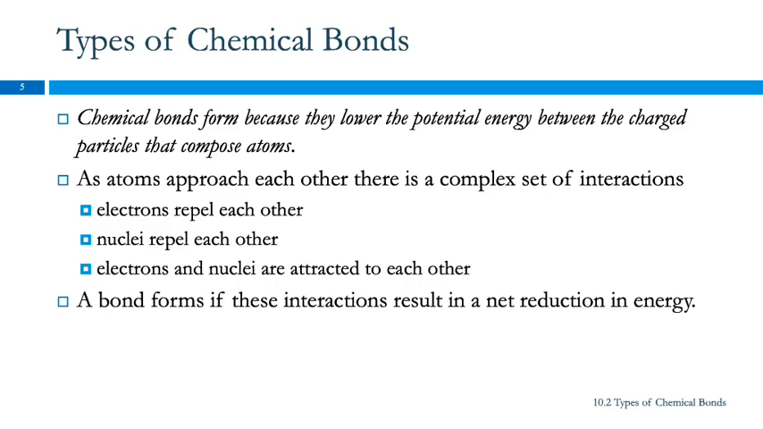it's lower in energy. As atoms approach each other to form a bond, there's a very complex set of interactions. We've got electrons repelling each other. We've got nuclei repelling each other. But then we have the electrons and the nuclei attracting each other. So it's kind of complicated. So the bond will form if those interactions result in a net reduction in energy.